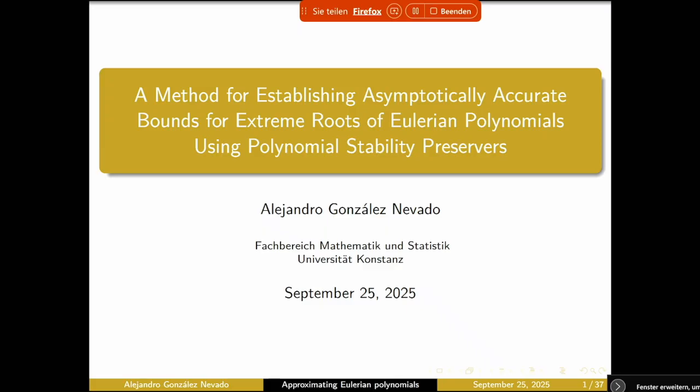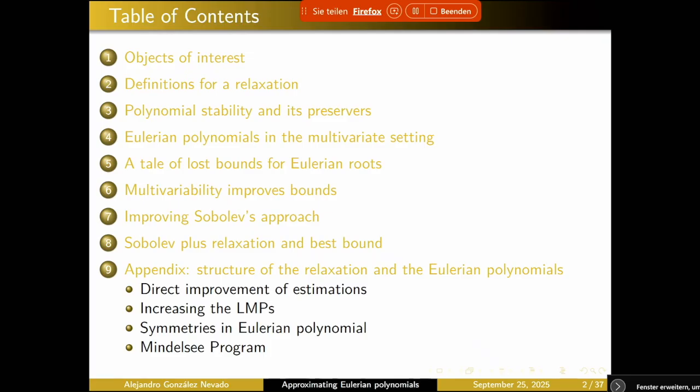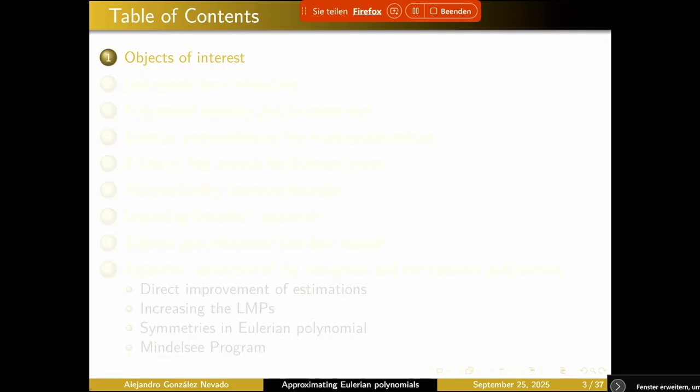Okay, so we will do that using a relaxation that Marcus introduced some years ago. And we will see how the relaxation helps us understand better the roots of these polynomials, and at the same time, we will use the polynomials to test how good is the relaxation. So this goes both ways. Okay? So let's start.